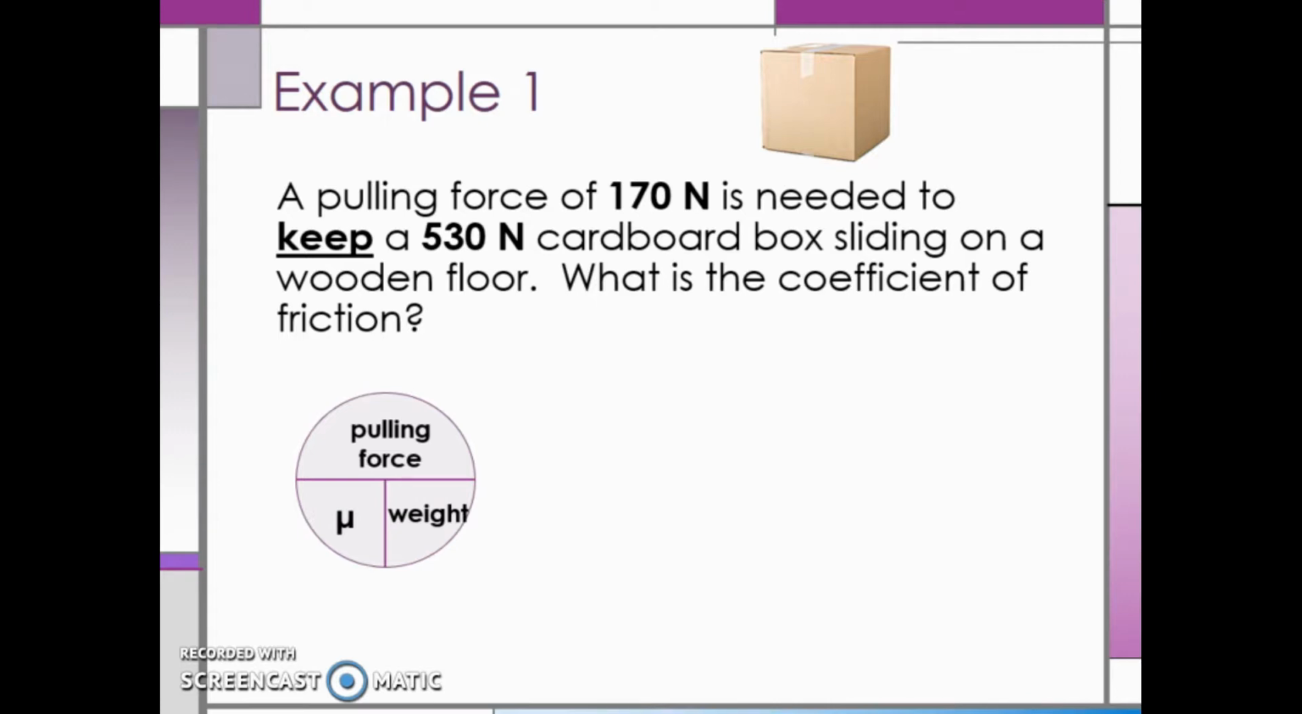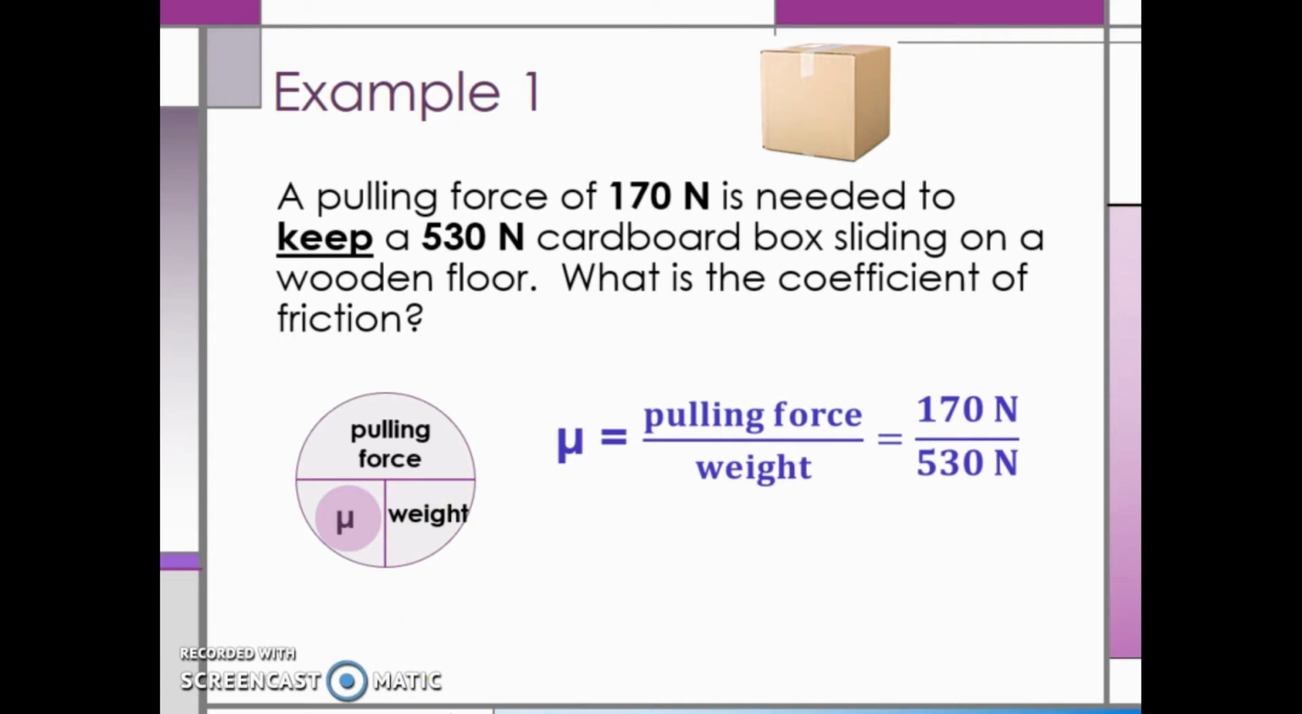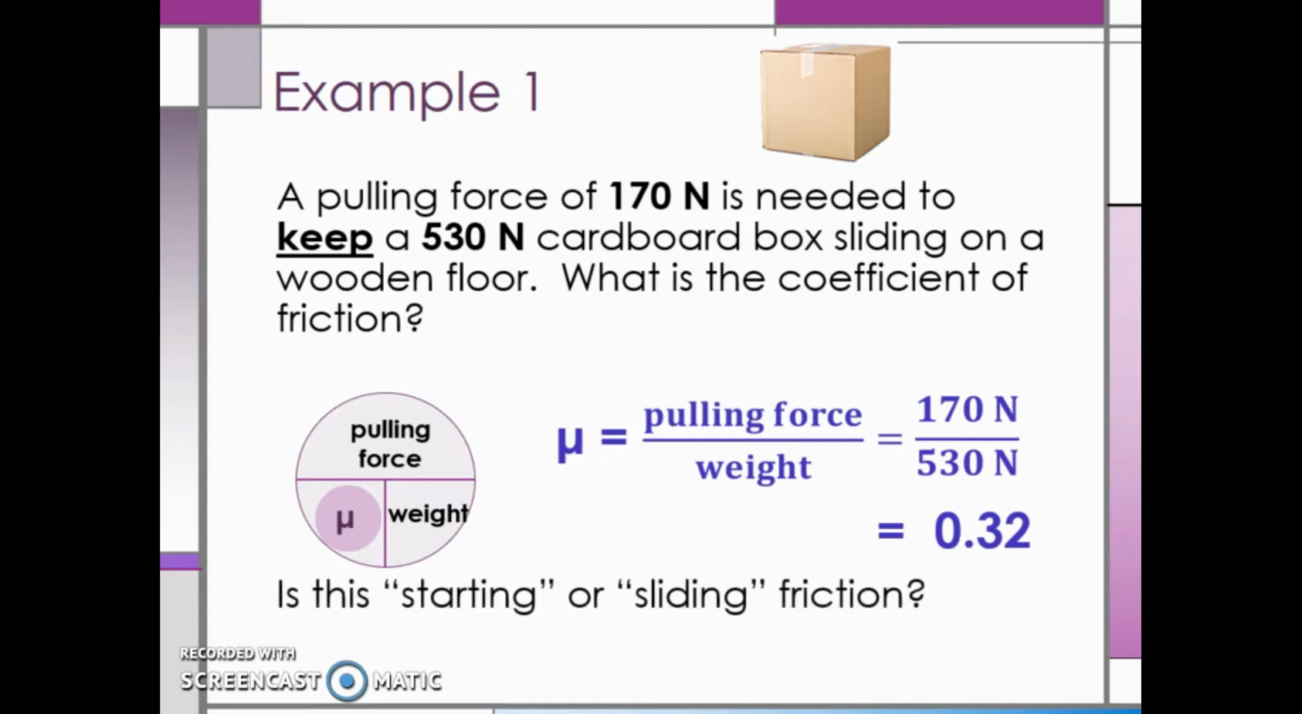In this problem, we need to find the coefficient of friction, which is mu. Covering up mu on the equation circle, we see that it is equal to pulling force divided by the weight. Our pulling force is 170 newtons, and the weight force is 530 newtons. Dividing 170 by 530 newtons, we see that we get a value for mu of 0.32. Remember, mu is a unitless coefficient, so do not include units. Now we need to decide if this is starting or sliding friction. Since the problem asks the force needed to keep the box sliding, this would be sliding friction.